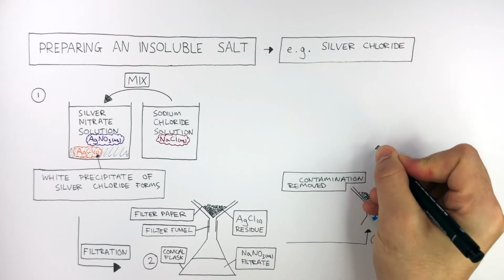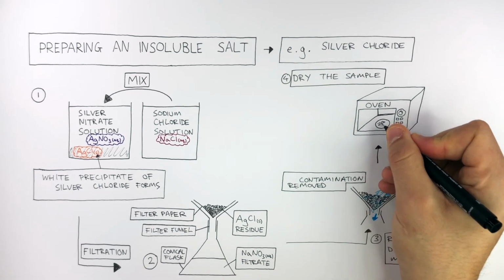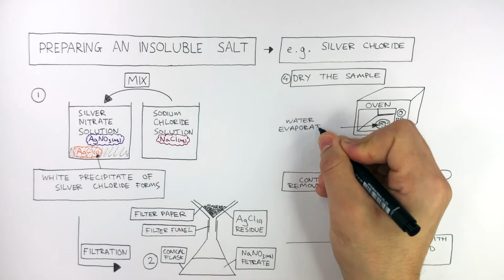In the final step, we dry the sample using an oven. The filter paper and white precipitate is placed inside the oven, which is warm, so that the water can evaporate.